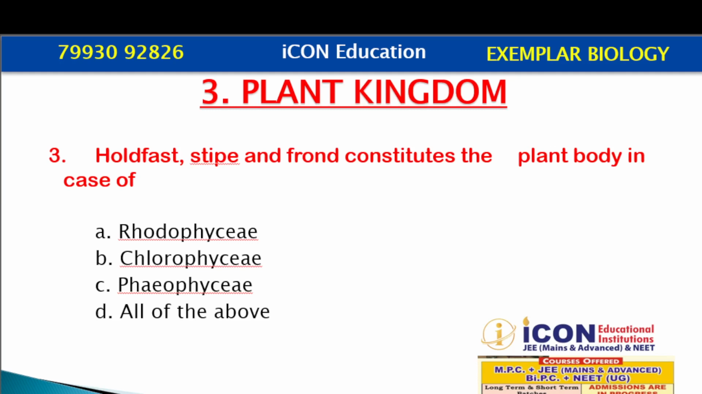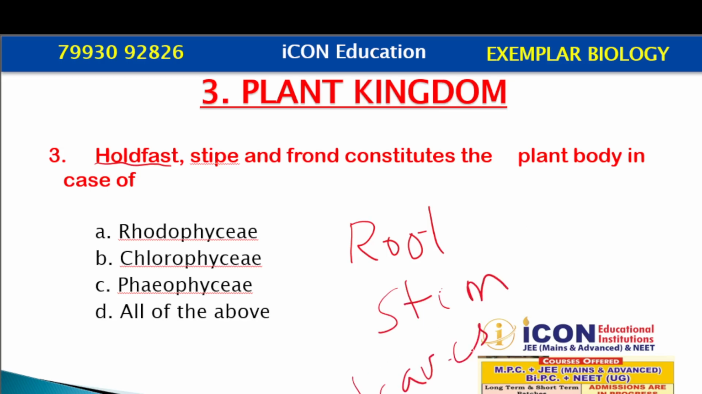Question number 3. Holdfast, stipe and frond constitute the plant body in case of. Holdfast is acting as a root to attach with the substratum. Stipe is like a stem and fronds are like leaves. So this is seen in the class Phaeophyceae. Class Phaeophyceae will show holdfast, stipe and frond which constitute their plant body.